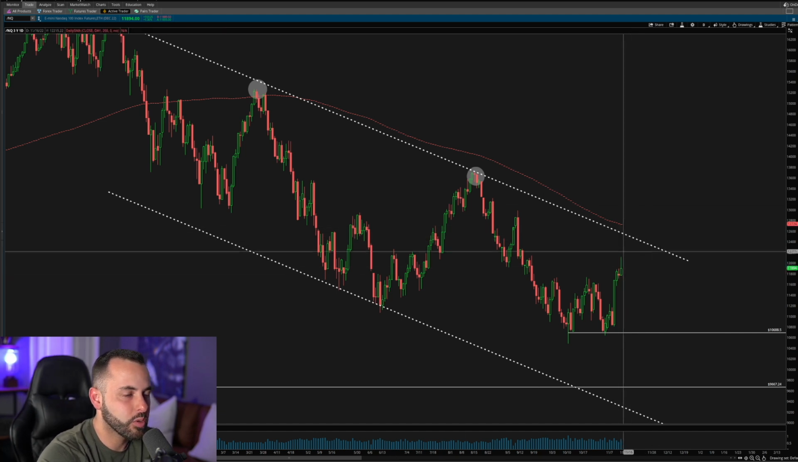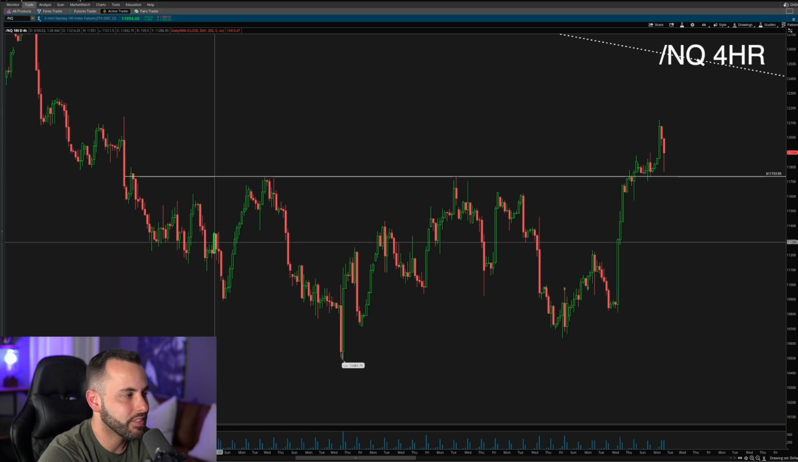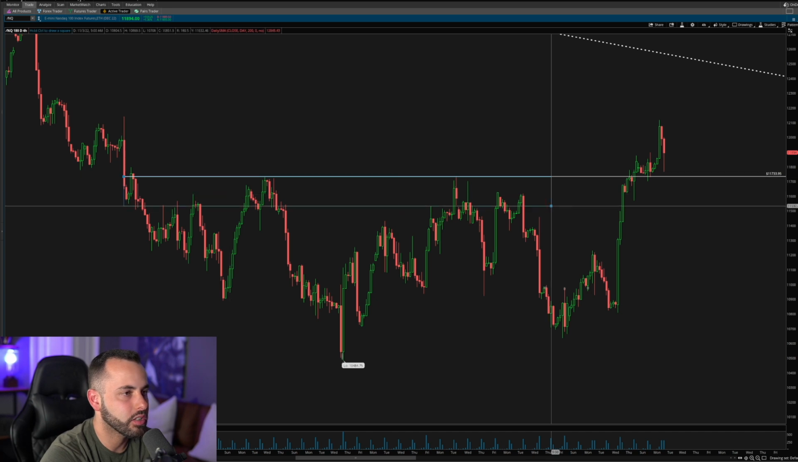Now, if we do get more upside, we just have to be aware of this level. As a trader, we need to know where our levels are, and that channel high and 200 SMA is definitely something to be paying attention to. Now, if we break this down to the 4-hour chart, the same thing we did on the ES, that important level that we had to get over was right around this 11,700 area, 11,730. That was a previous rejection point on this 4-hour chart.